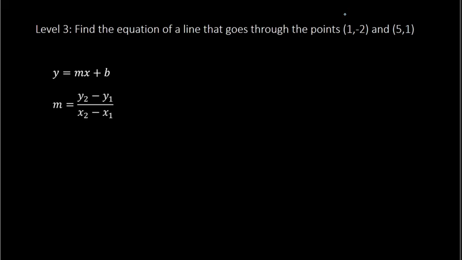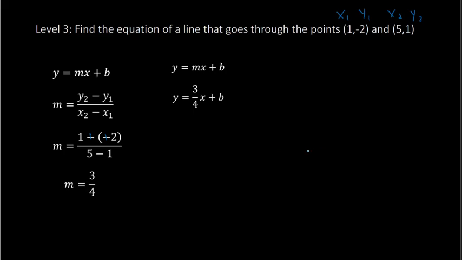So we can find the slope by calling this x1 and y1, x2 and y2, and I just plug the numbers in. So y2 minus y1 is 1 minus negative 2, and then x2 minus x1 is going to be 5 minus 1. So 1 minus negative 2 becomes a plus 2, so that is 3 over 5 minus 1 is 4. So the slope is 3 over 4. So I can plug that in for slope into the slope-intercept format. So instead of y equals mx plus b, we have y equals 3/4 x plus b.